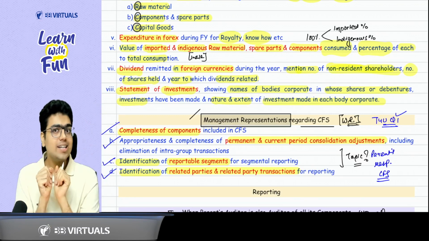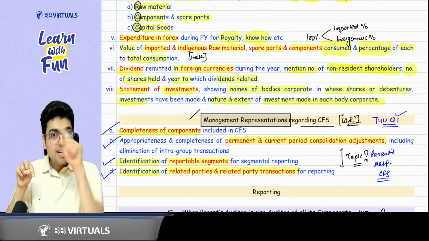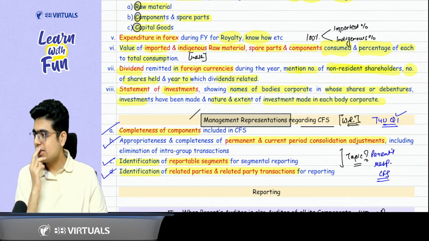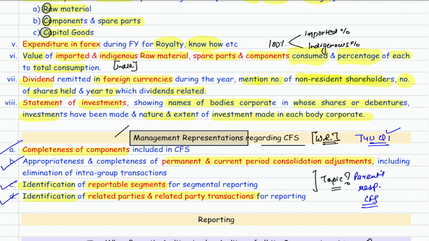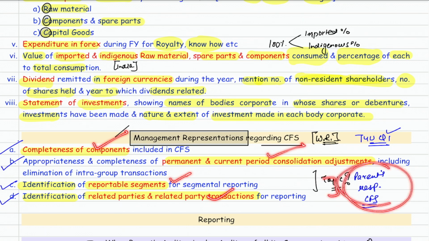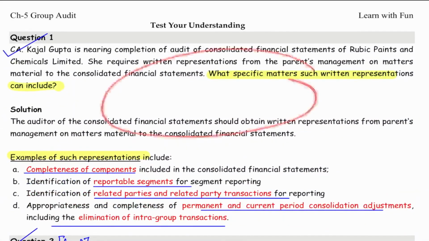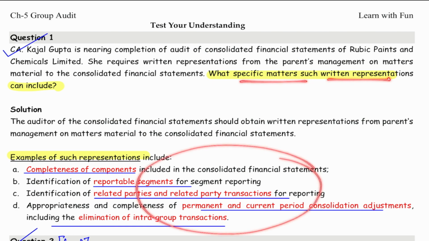What were the consolidation adjustments? GAAP conversion and harmonization of accounting policy. So these are the points which are given. And lastly, we talked about Ind AS 108 and Ind AS 24. So completeness of components included in CFS, consolidation adjustments, permanent and current period, then Ind AS 108 and Ind AS 24. These were the points we covered in the parent's responsibility for CFS. So if you do question number 1 of your test, your understanding, sir, which question? This question. It clearly asks specific matters of written representation. So these are the 4 matters to consider.